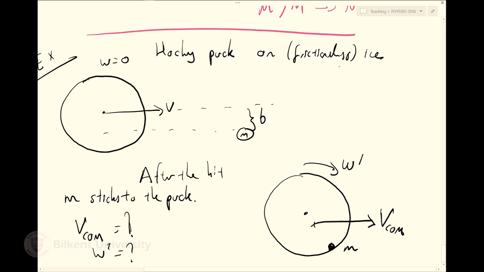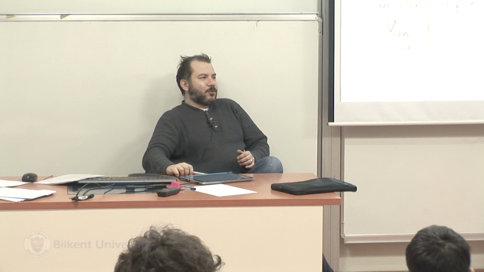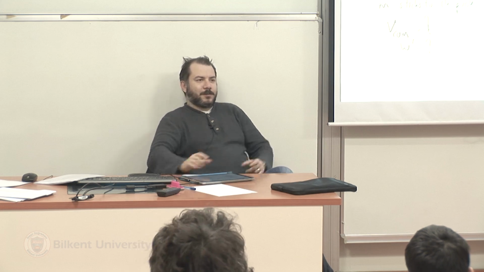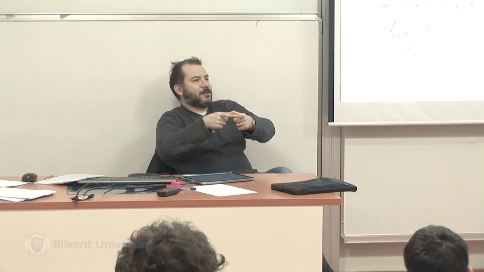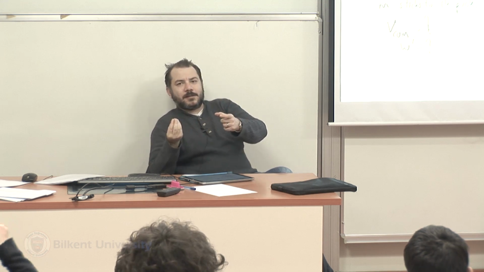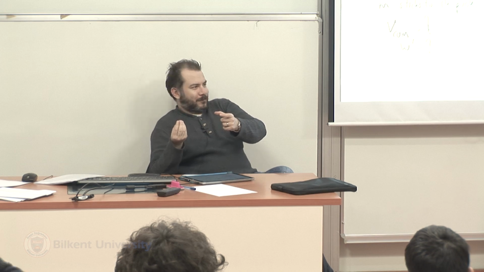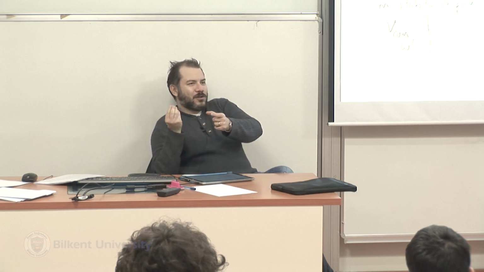I should tell you what the hockey puck mass m is, what its radius is, and I can tell you that from its own center of mass, the puck's moment of inertia is mr squared over 2. Does everyone understand the question? We are looking at the ice from the top. We have a hockey puck that's moving with velocity v, but not rotating around itself. And it hits a small piece of dirt on ice, and that piece of dirt sticks onto the puck.